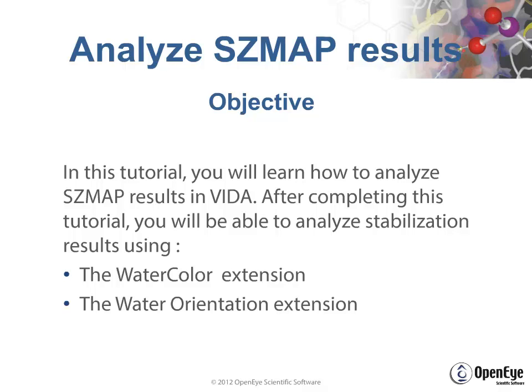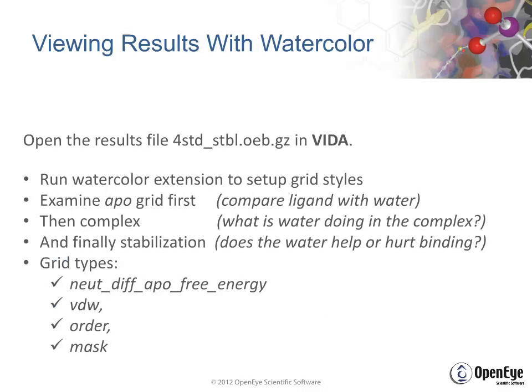In a previous tutorial, we ran a SZMAP stabilization calculation on the cyclooxygenase system, or 4STD. In this tutorial, we will analyze the results in VIDA. We will use the watercolor VIDA extension to set the grid styles for viewing. And we will also use the water orientation VIDA extension to show the binding pocket water orientational preferences.